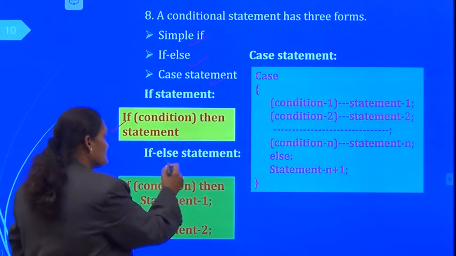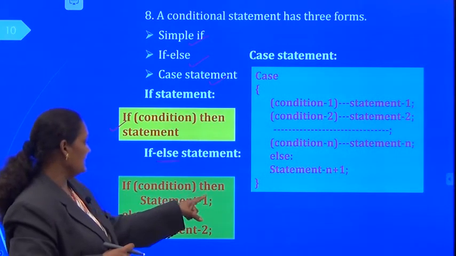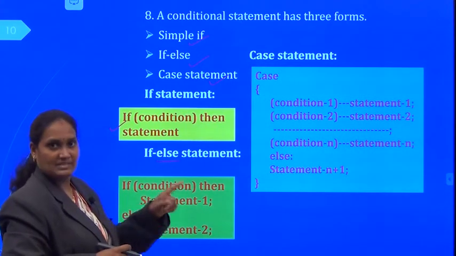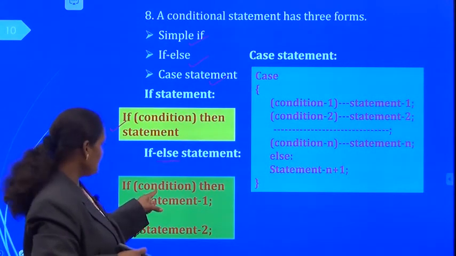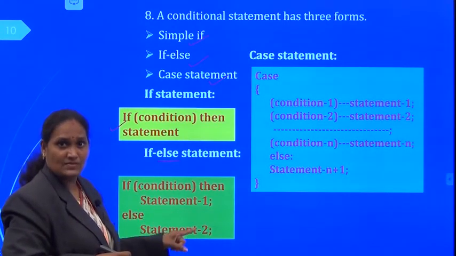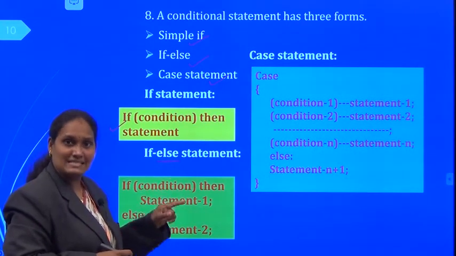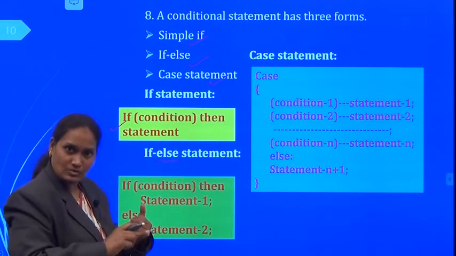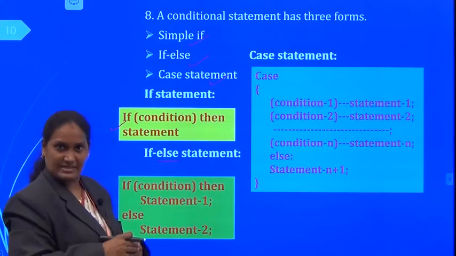Next, coming to if else statement. What is the syntax for if else? Let us see. If condition then statement 1 else statement 2. How is it executed? If the condition is true, then statement 1 is executed and the execution control skips the execution of statement 2. If the condition is false, then statement 1 is skipped and statement 2 is executed.